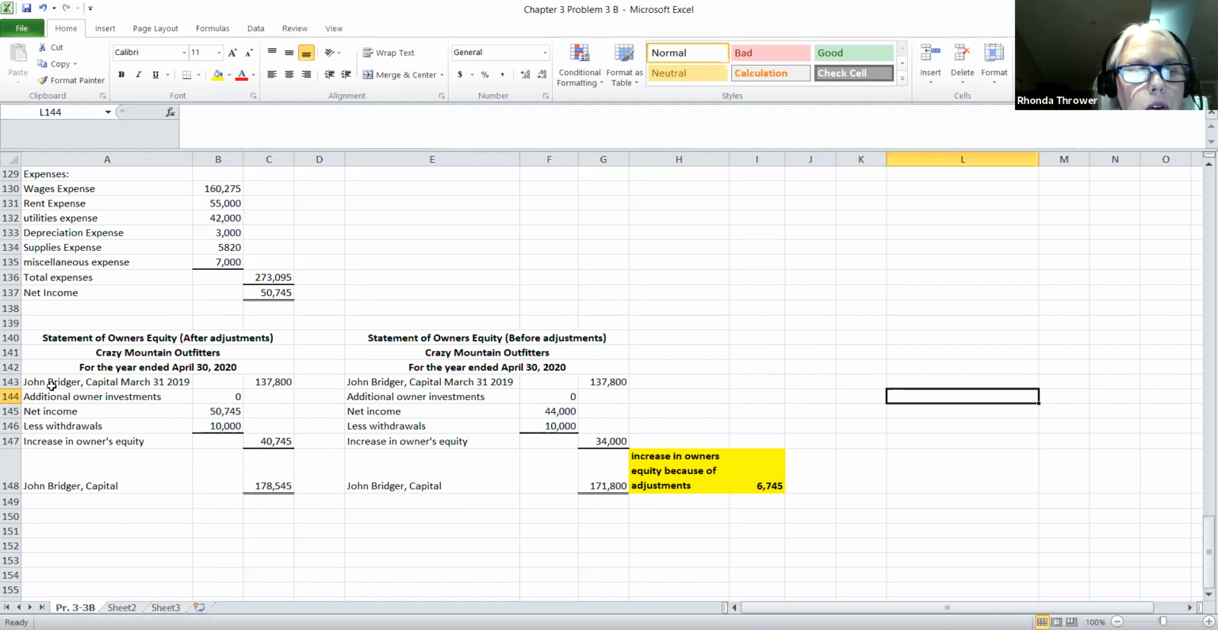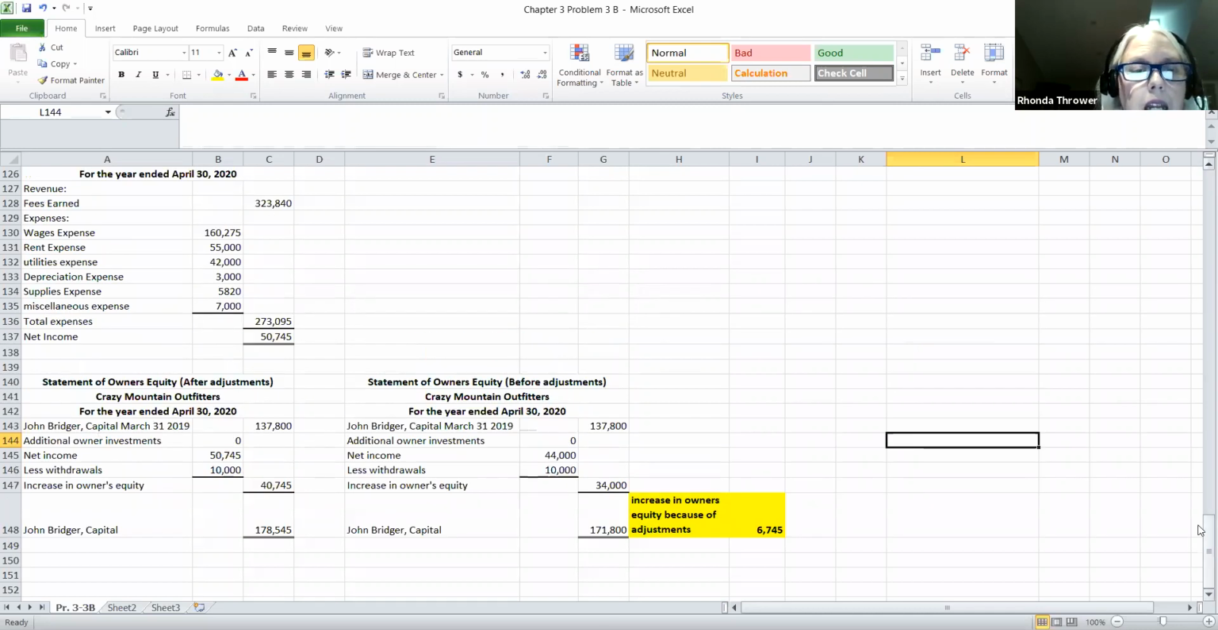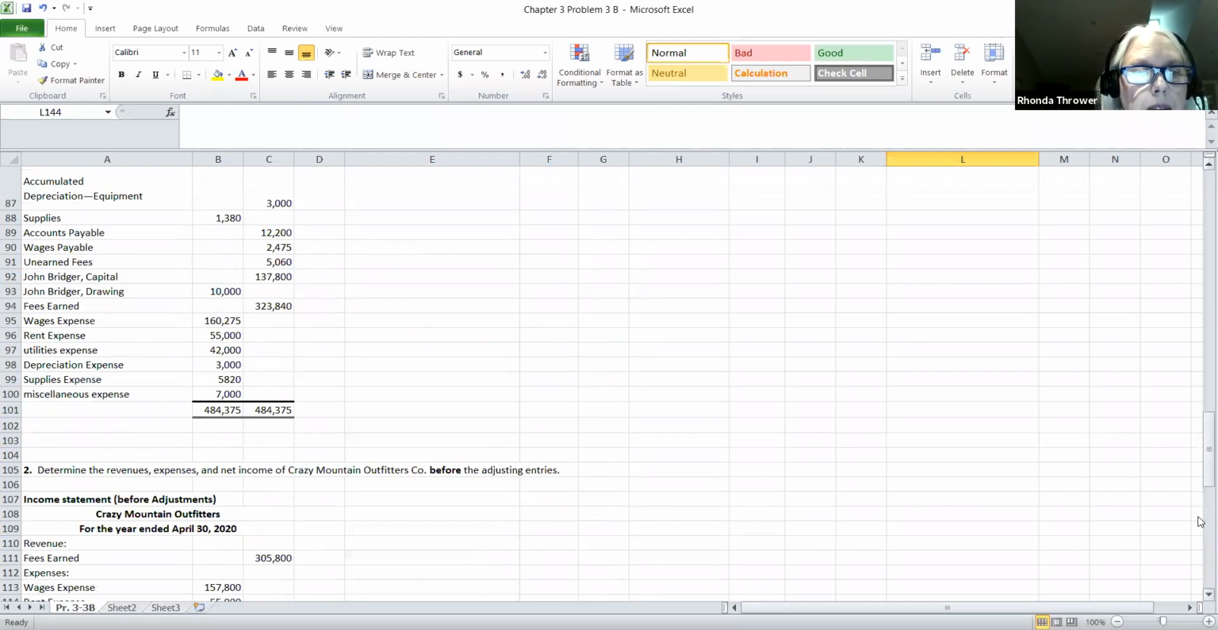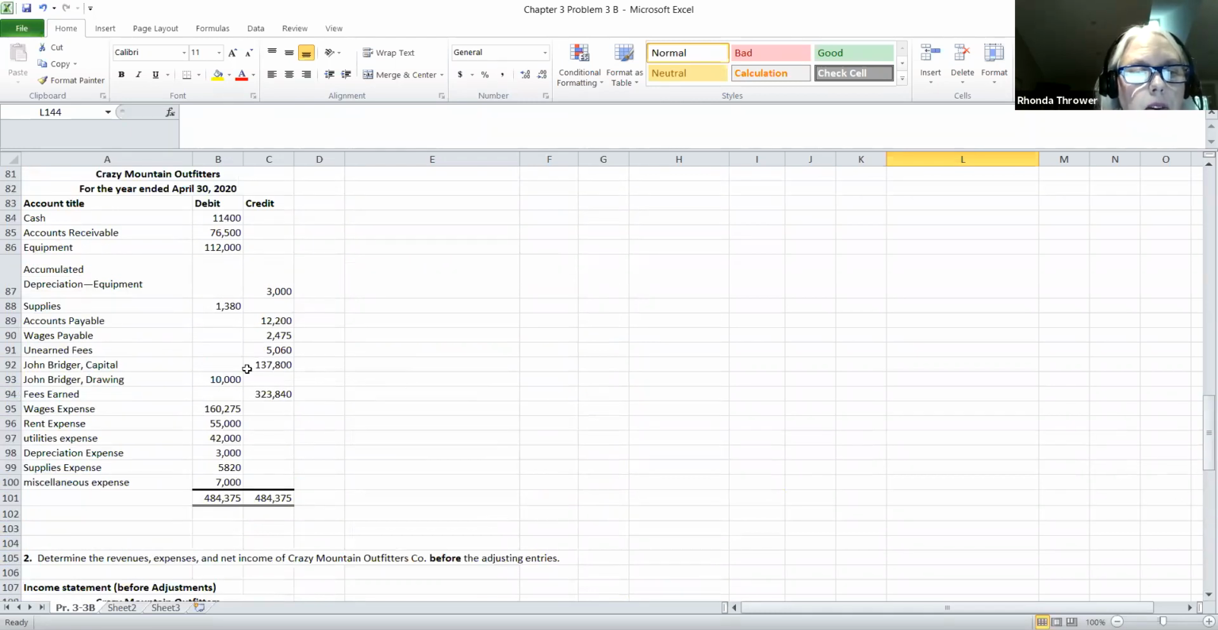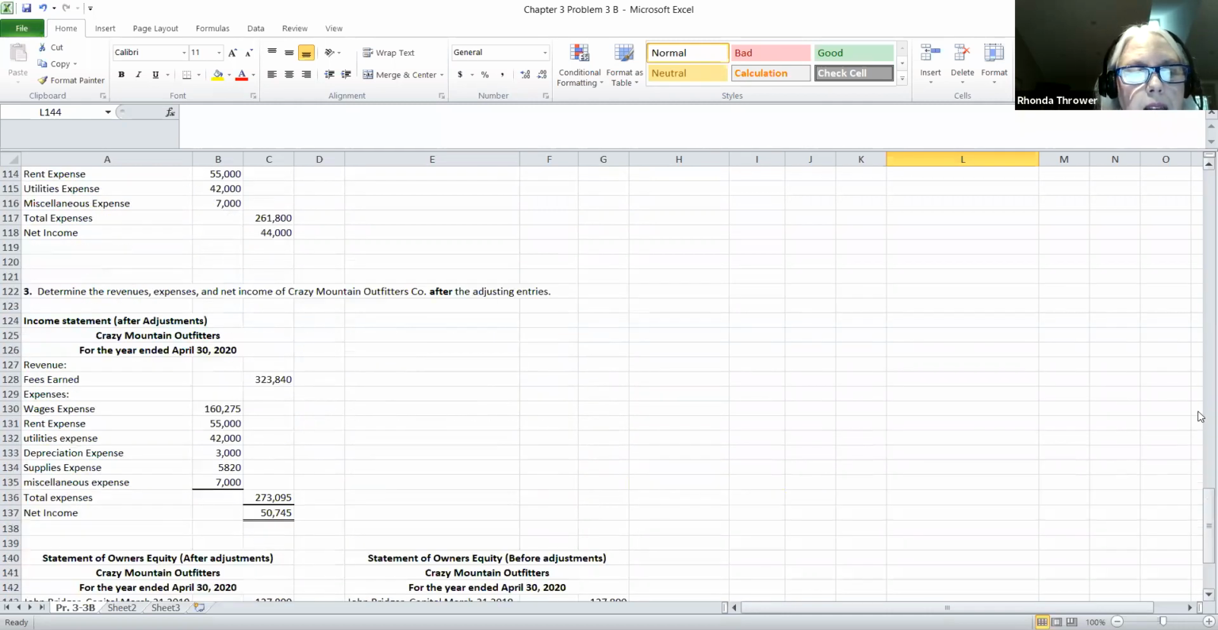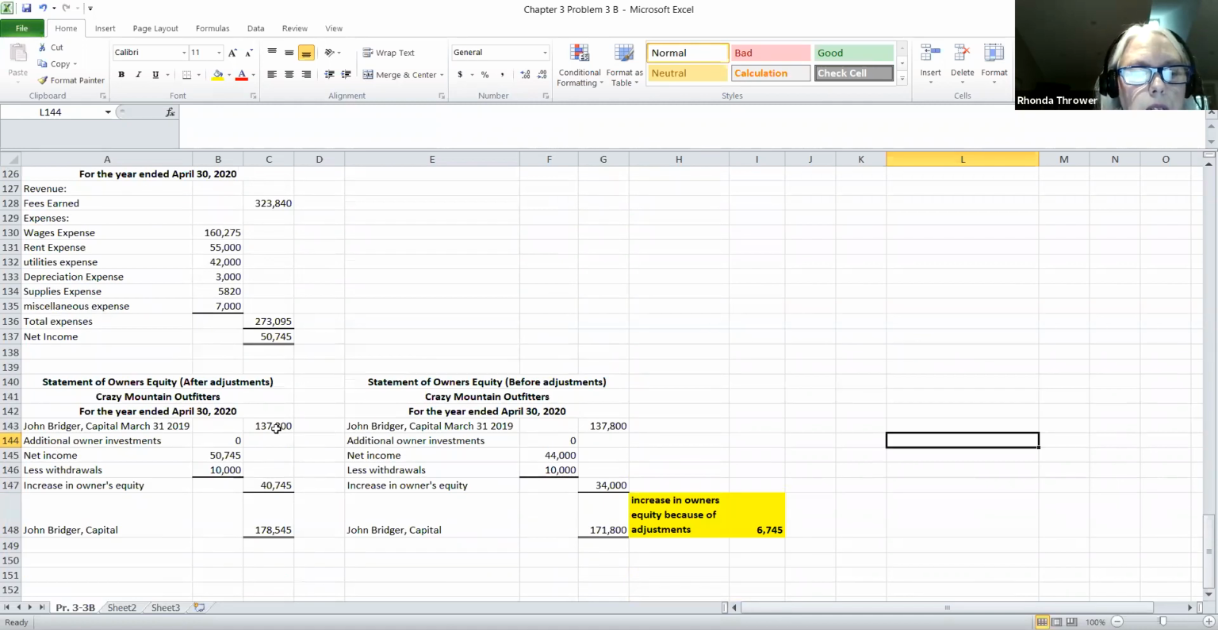And the owner's equity statement would start with your beginning amount of owner's equity. Notice the year end was April 30th, so the beginning of the year was March 31st. March 31st, the beginning capital was $137,800. Where would I find that? I would find that in my adjusted trial balance. Here's my adjusted trial balance. This is the amount right here. That is my beginning owner's equity that I'm starting with for this company.